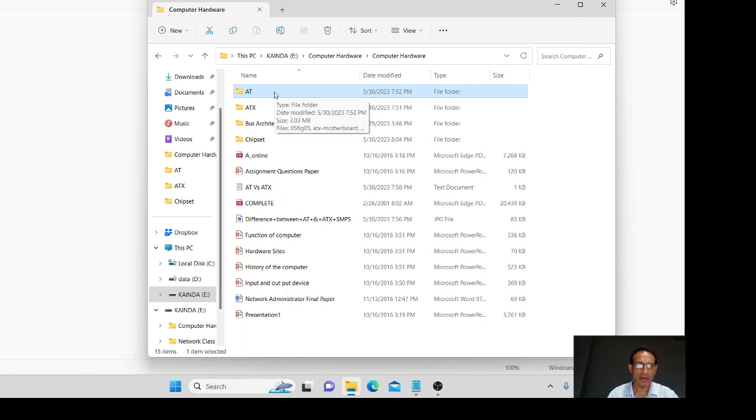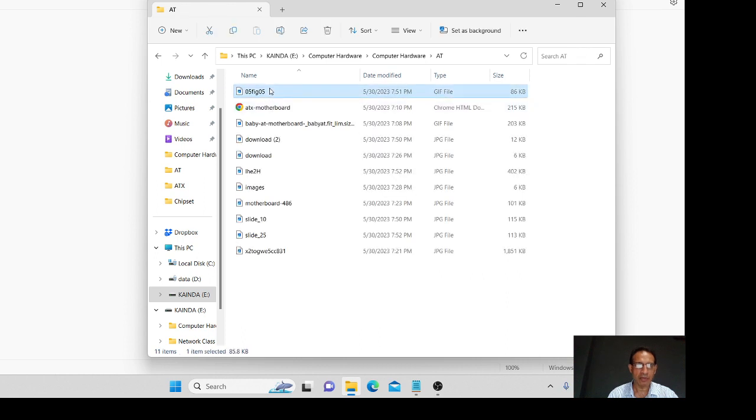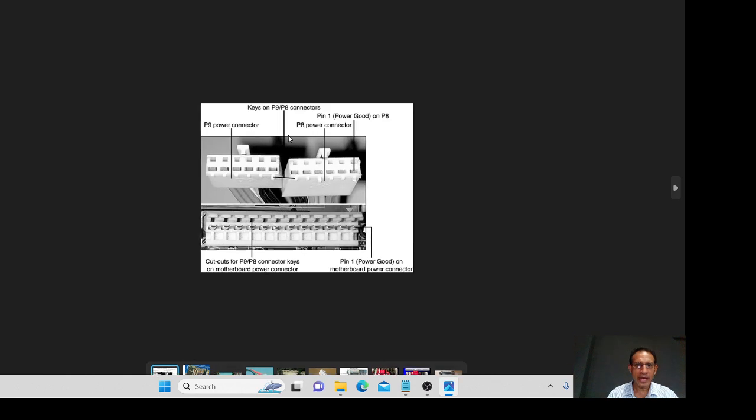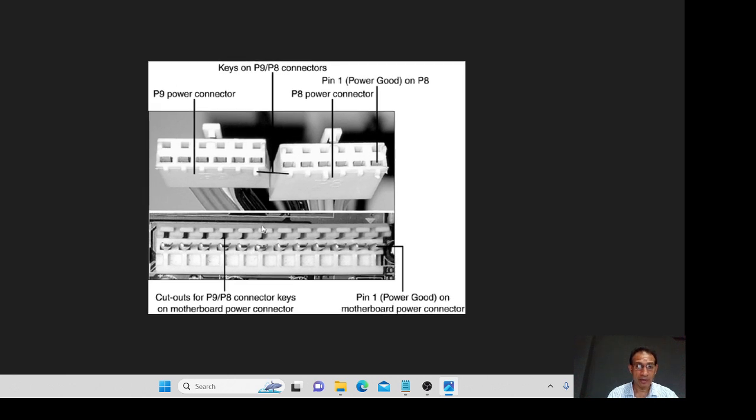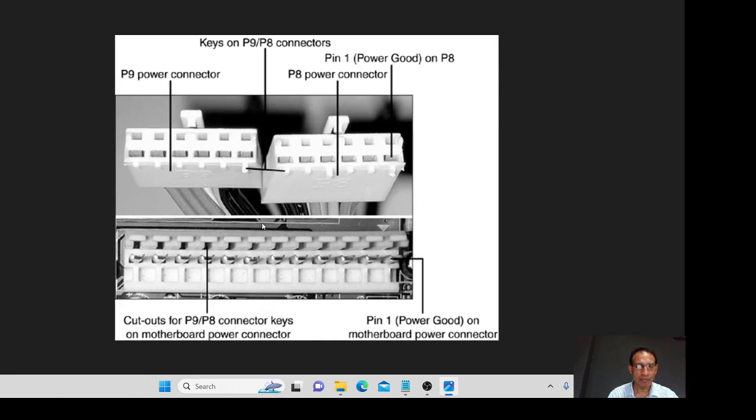So when you come to the AT motherboard, the main difference is the power connectors and the power interface on the motherboard. There are two types of power connectors in AT boards, the P9 power connector and the P8 power connector. To work properly, both connectors have to be plugged onto the motherboard properly.